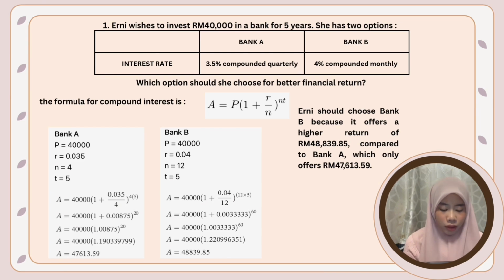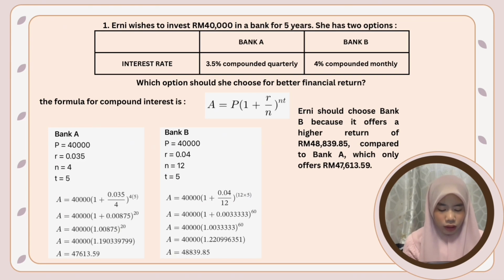To compare both banks, we use the compound interest formula. The formula is A = P(1 + r/n)^(nt). For Bank A, P is 40,000, r is 0.035, n is 4 times a year, t is 5 years. So we substitute the values into the formula. We get A = 40,000(1 + 0.035/4)^(4×5).